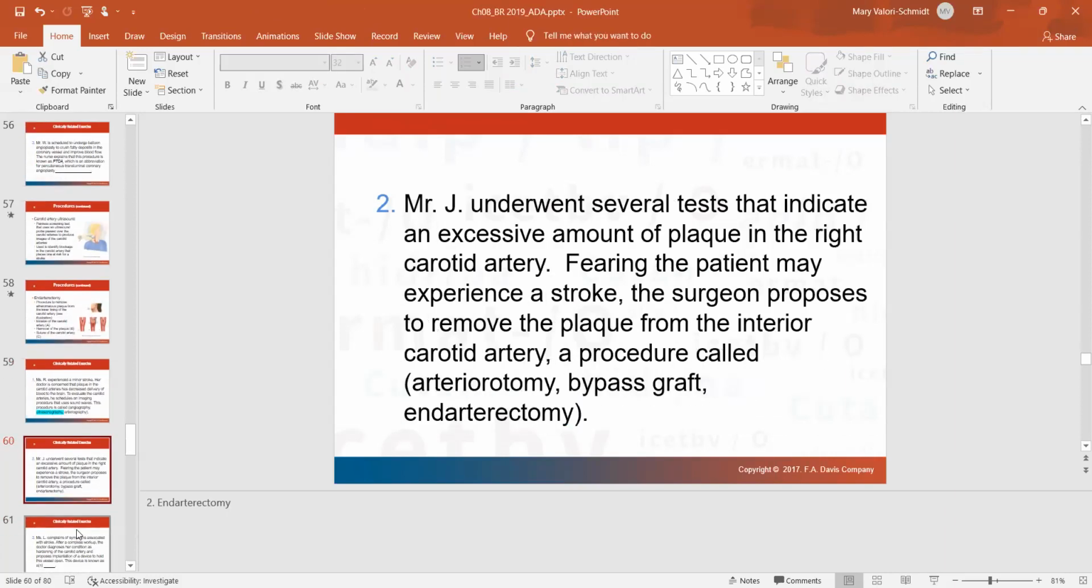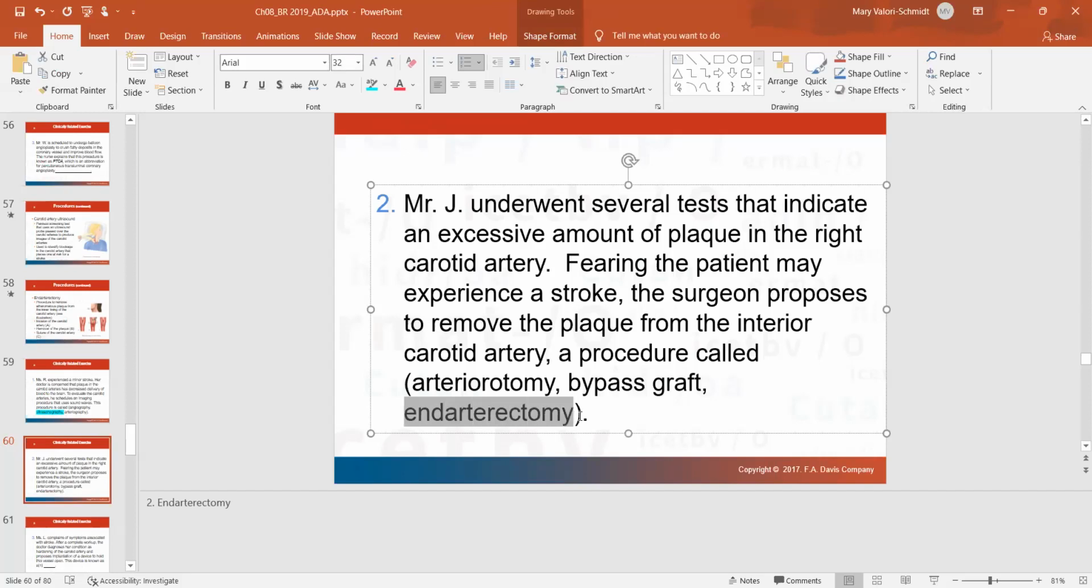And then Mr. J underwent several tests indicating excessive amount of plaque in the right carotid. Fearing the patient may experience a stroke, the surgeon proposes to remove the plaque from the interior carotid artery, a procedure called, somebody say it. Endarterectomy. Thank you, Ashbala, an endarterectomy. That's a fun word to say.